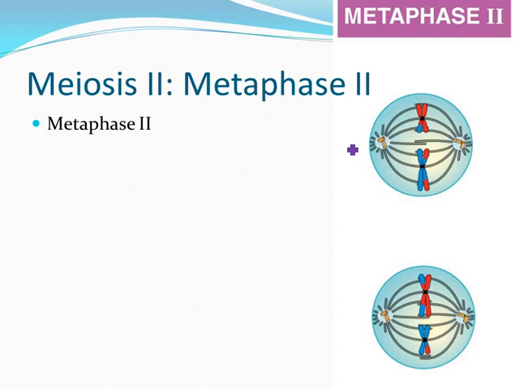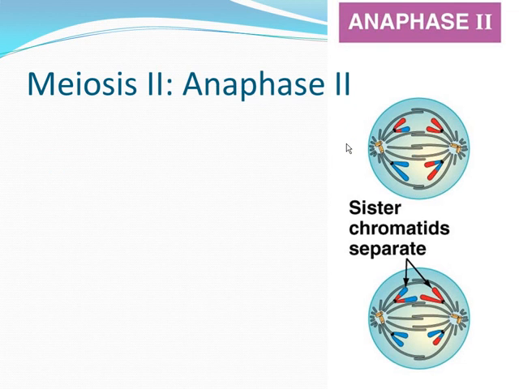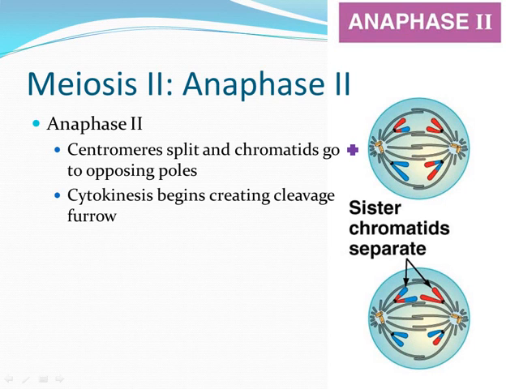Metaphase 2, what's going to occur? The chromosomes line up at the metaphase plate. Very good. Spindle fibers attached to the centromeres. Anaphase 2. Now this is where the centromeres actually break. Once they break, the sister chromatids will be pulled apart, becoming daughter chromosomes. Yeah. So now they go to their opposing poles.